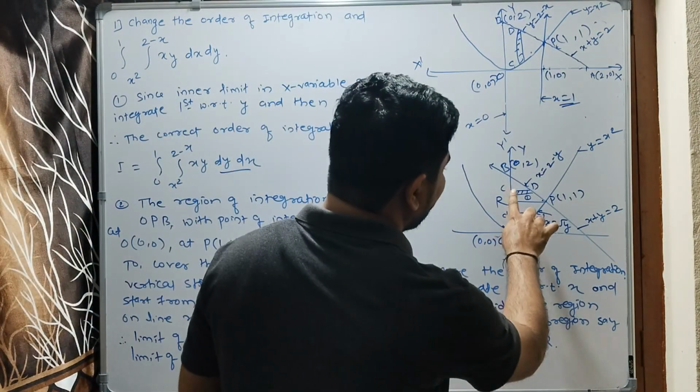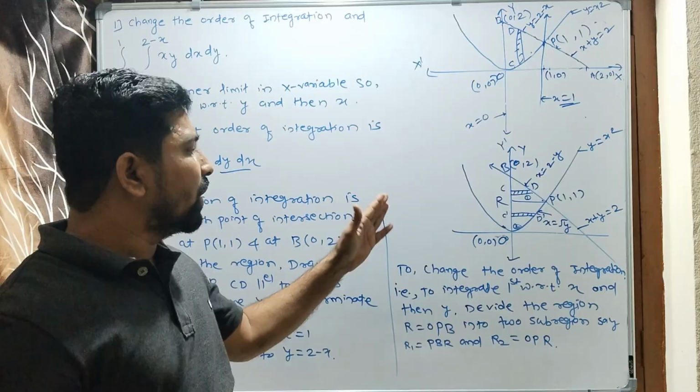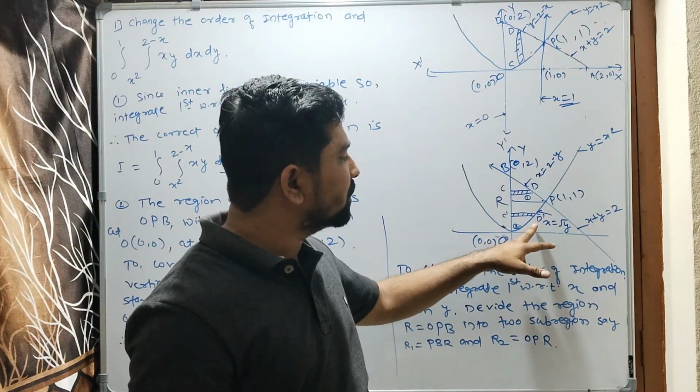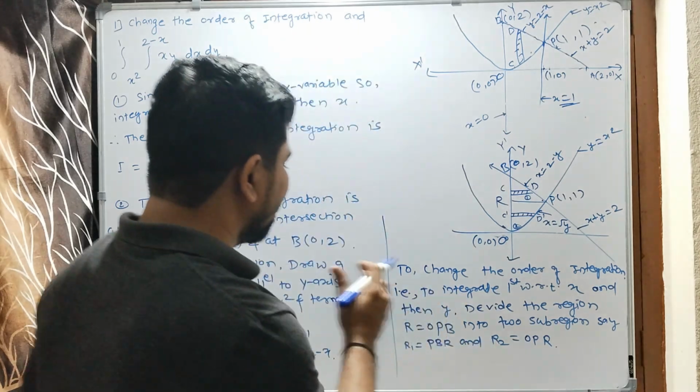So I draw the vertical strip CD in my region R1, which is parallel to the x-axis, and draw the strip C'D' in my region R2, which is parallel to the x-axis in sub-region 2. So here I will write the same theory.